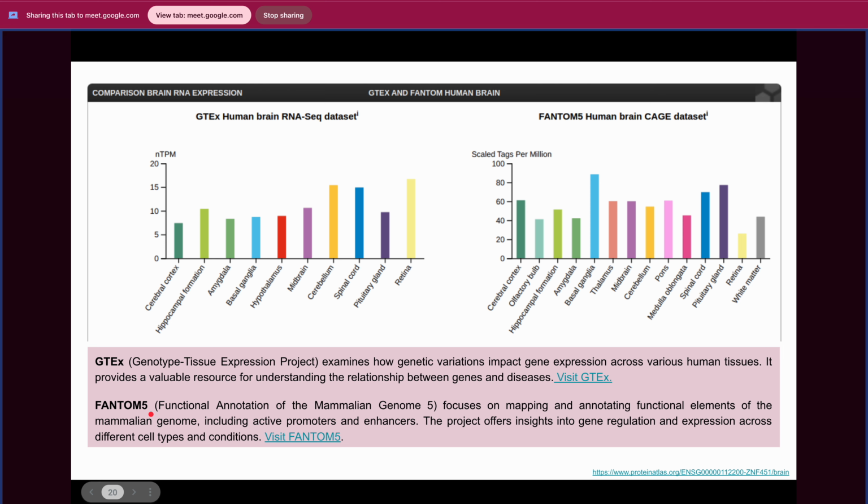Similarly, if we talk about FANTOM, it is the Functional Annotation of the Mammalian Genome 5, and it focuses on mapping and annotating the functional elements of the mammalian genome, such as active promoters and enhancers.